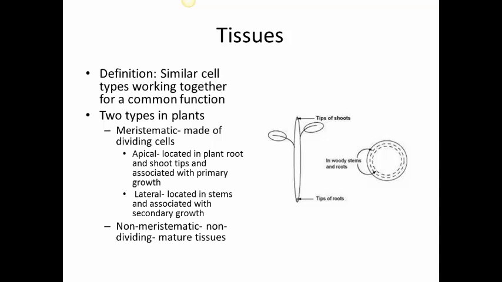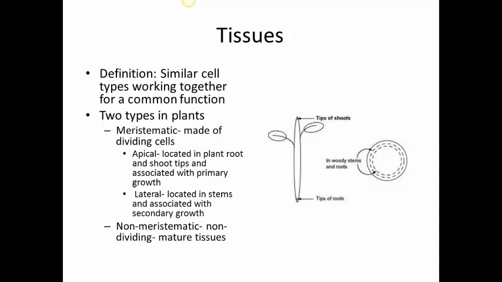So an example of a tissue in your body would be your fat. Those are a bunch of fat cells that work together to help insulate your body and cushion your organs. In plants, there are two different categories of tissues. There's meristematic tissue and non-meristematic or adult tissues.